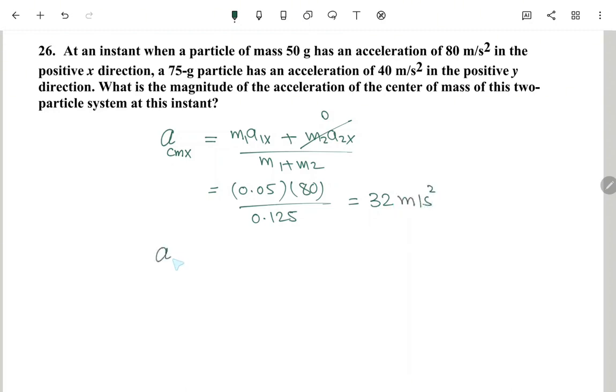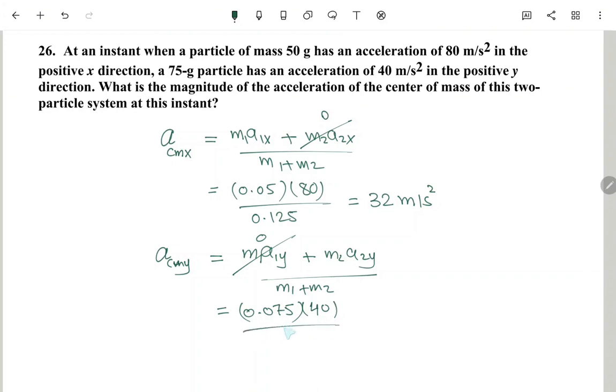Now, A y center of mass equal to m1 a1y plus m2 a2y divided by m1 plus m2. Now this one is equal to 0. You substitute the numbers. 0.075 times 40 divided by 0.125 equal to 24 meter per second square.